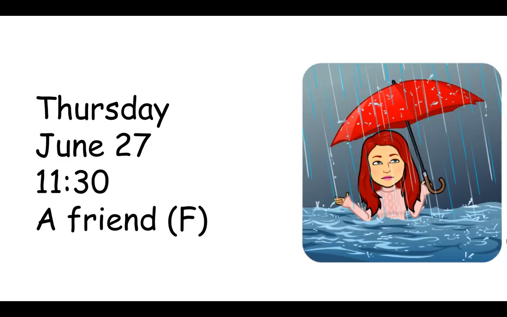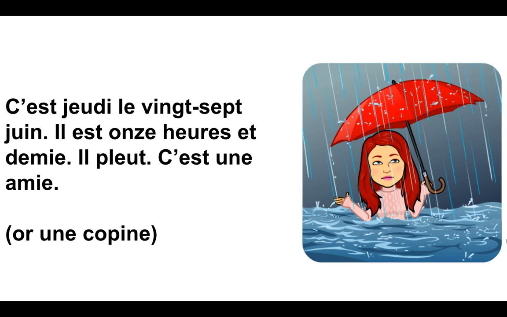I think this is number 8. Thursday, June 27th, 11:30. Raining, a friend, female. Okay, c'est jeudi le 27 juin. Il est 11h30. Il pleut. C'est une amie. Or you could say c'est une copine, whichever word for friend you want to use. C'est une amie, c'est une copine. Either one is okay.